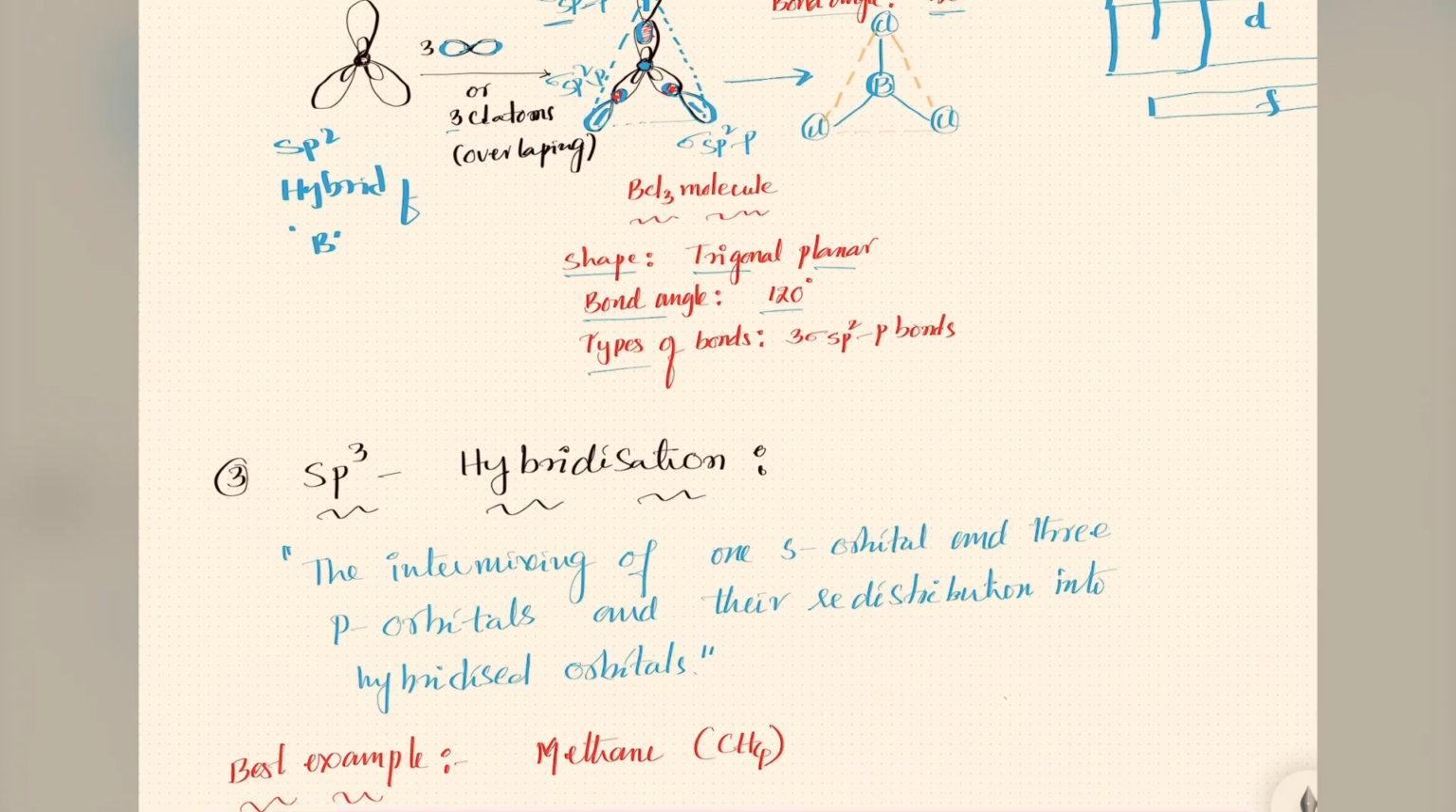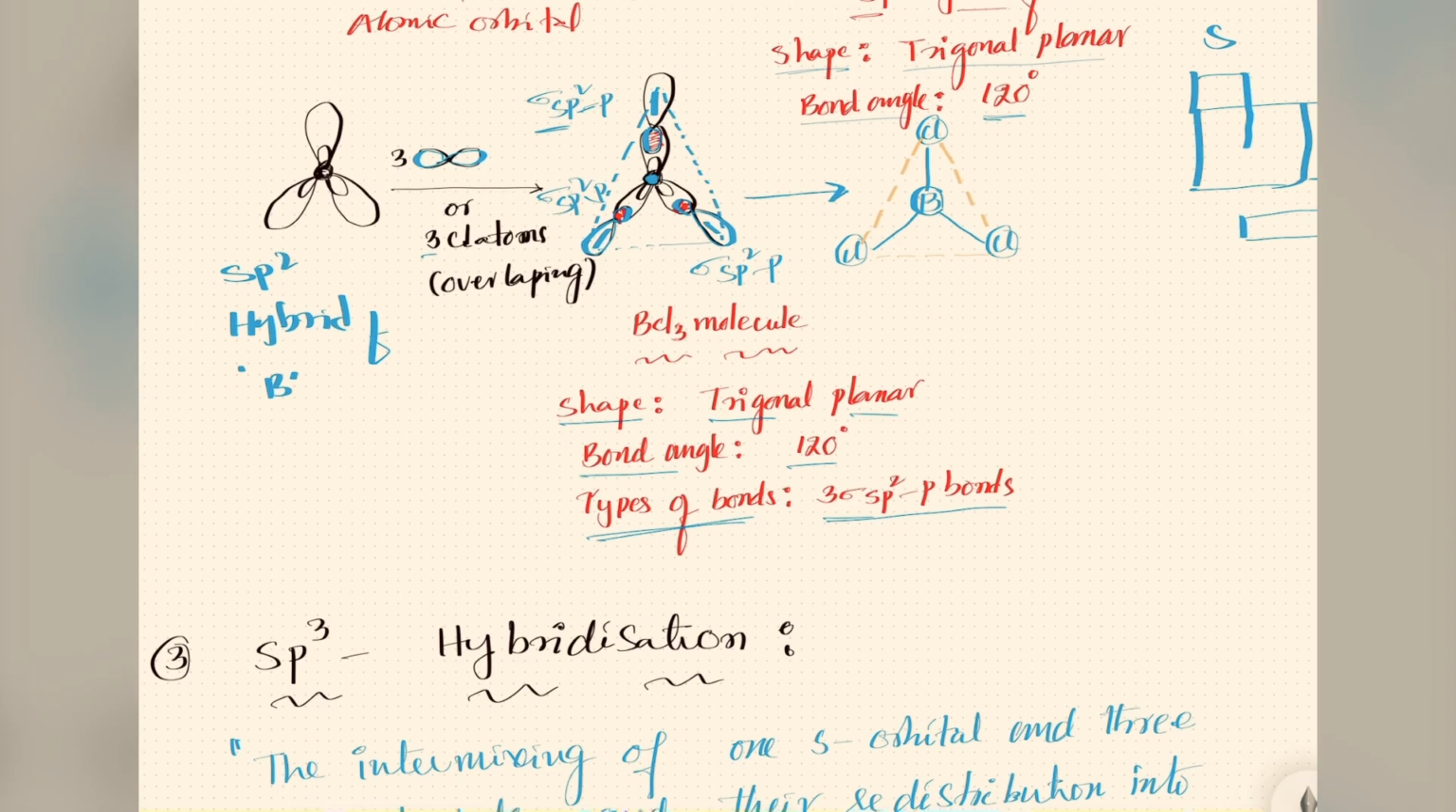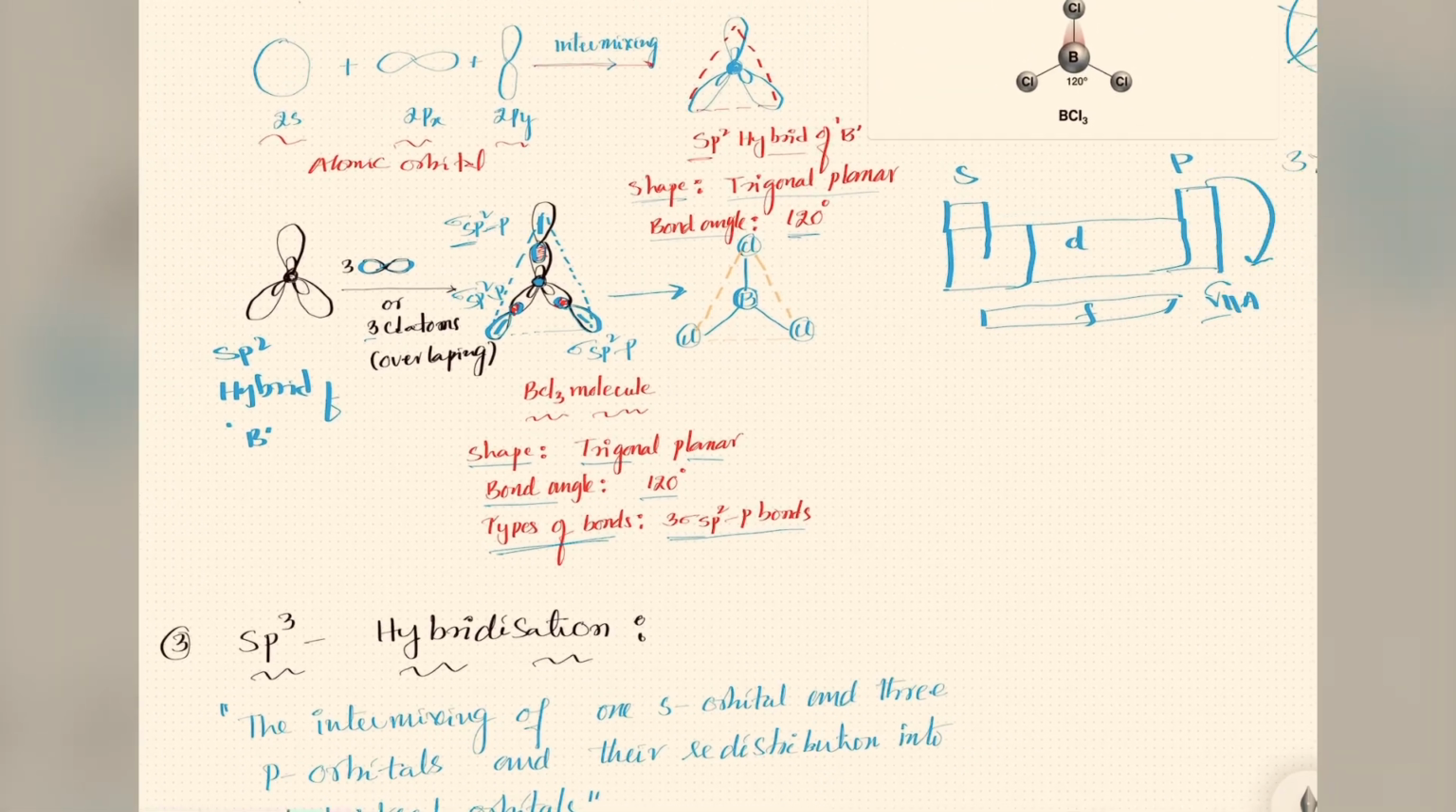Similarly, we have here types of bonds. This is very important. How many types of bonds are there? There are 3 sigma sp2 to p bonds. 3 sigma sp2 to p bonds are there. Clear? So that is our sp2 hybridization.